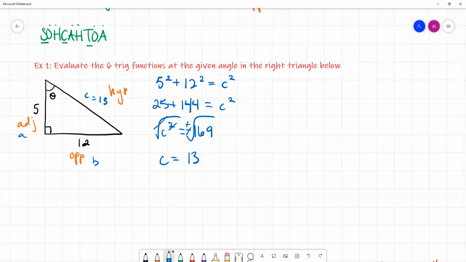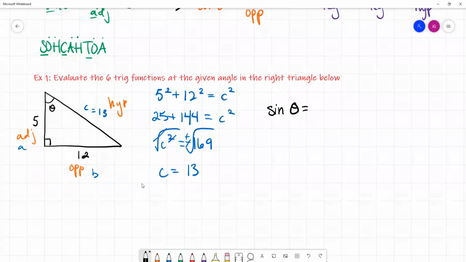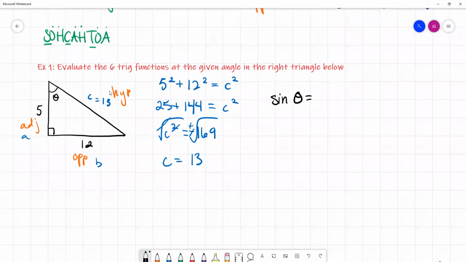Now we can find all of those trig functions, and it's not difficult at all. Sine theta, let's start there. That's opposite over hypotenuse from above. Look back at your notes, or look up here actually. Opposite over hypotenuse. So I'm going to take 12 divided by 13. And that's all you need to do. I just want you to tell me what value we get from sine of theta. And that's our answer. And we do the same thing with the rest.